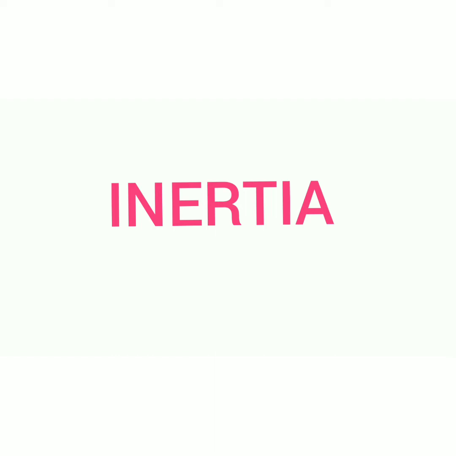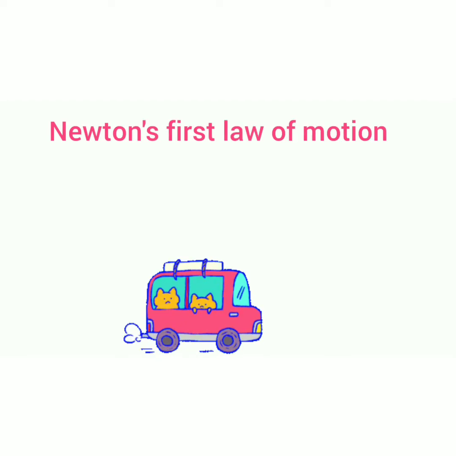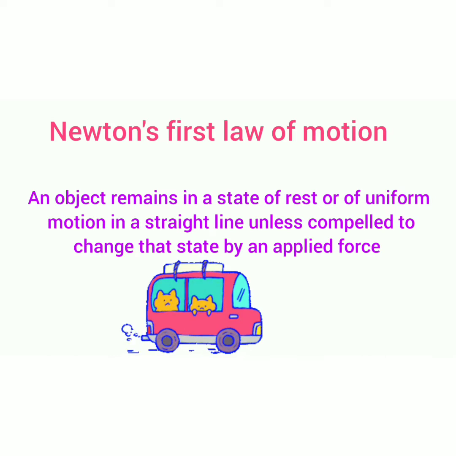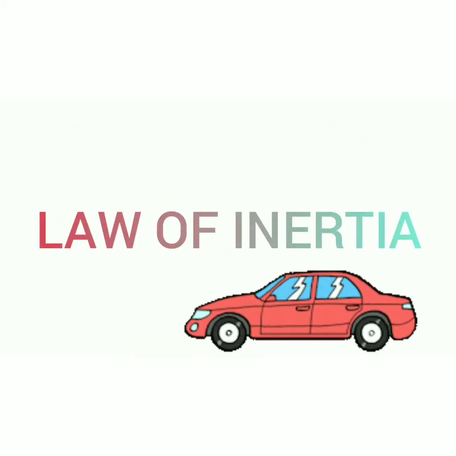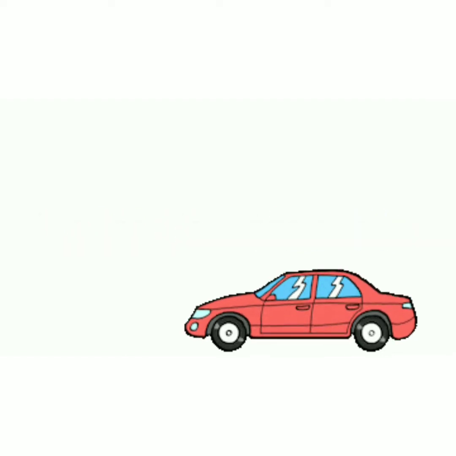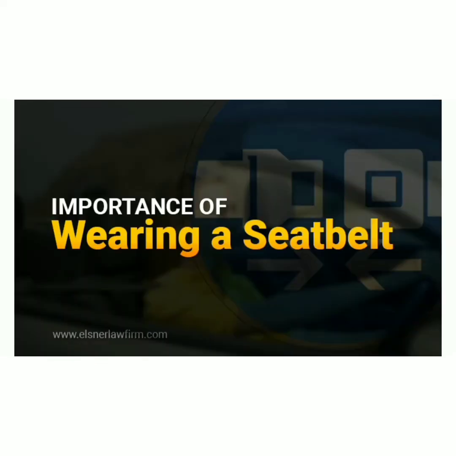His first law states that an object remains in a state of rest or of uniform motion in a straight line unless compelled to change that state by an applied force. This first law of motion is also known as the law of inertia. Here comes what we asked in the introductory part, the importance of seatbelt.